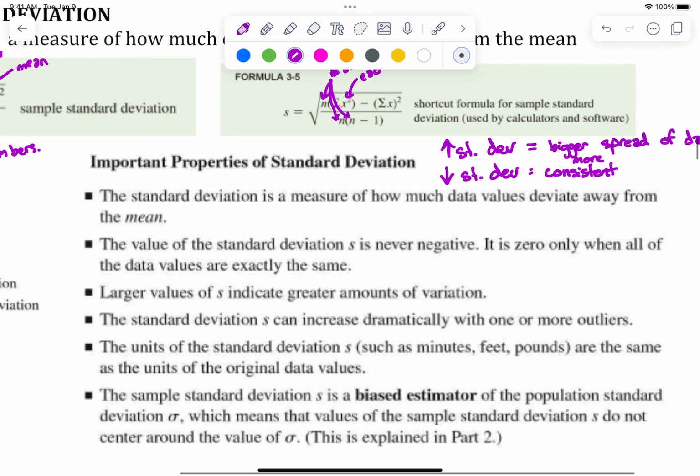Okay, bullet points. The standard deviation is the measure of how much data deviates away from the mean. How far apart the data is away from the mean. The value of the standard deviation is never negative. Circle that. You will never have a negative standard deviation.